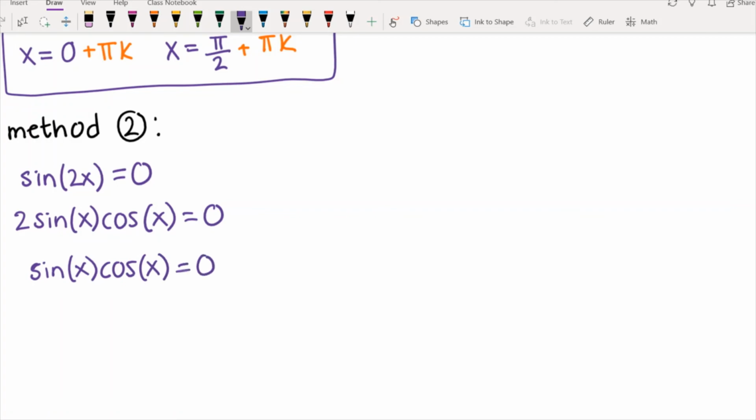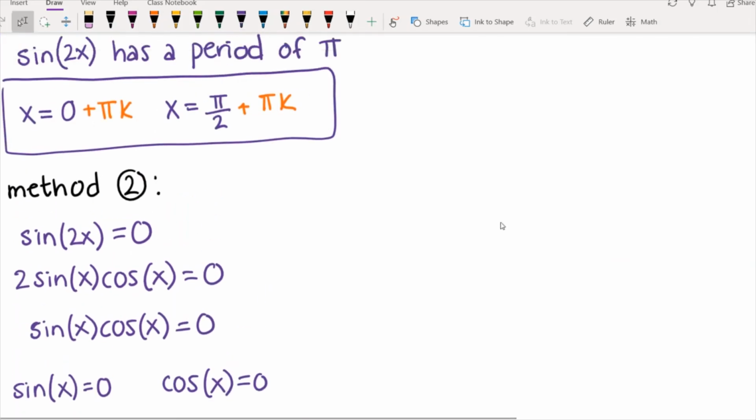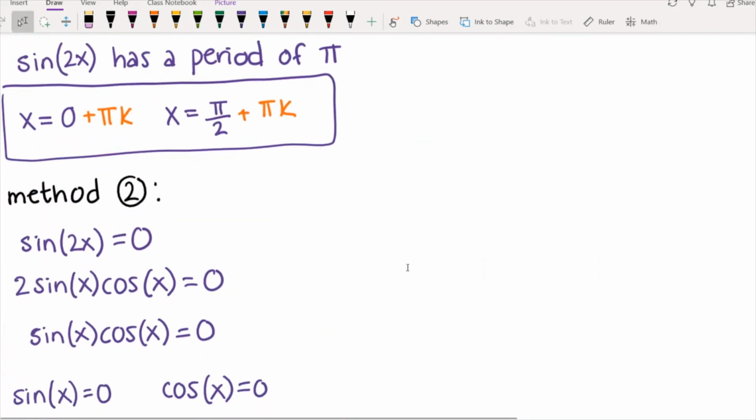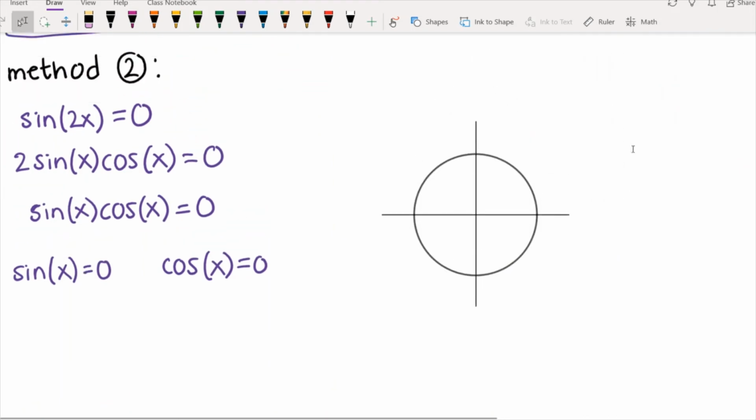And so now this is similar to equations that we were working with in yesterday's video, when we were solving by factoring. If we have two things multiplied together equaling 0, that tells us that one of them is 0. So we either have sine of x is 0, or we have cosine of x is 0. Let me just grab a unit circle here because I don't think I had another one. Okay, so let's start with sine of x is equal to 0.